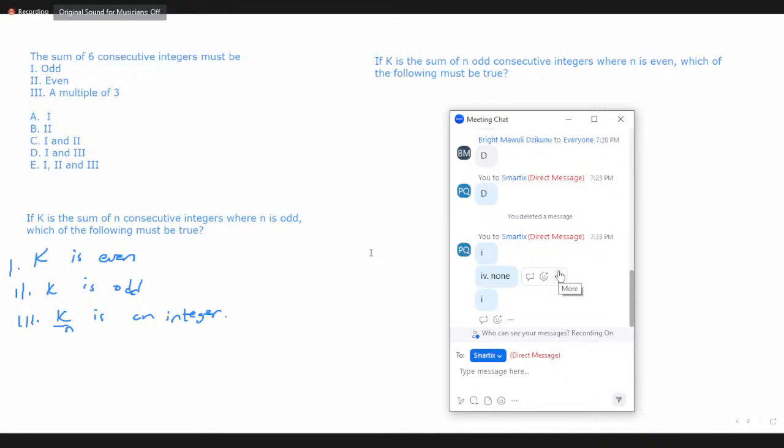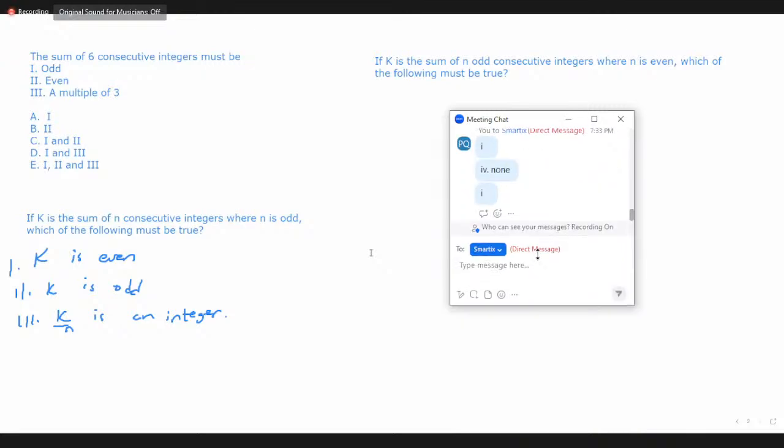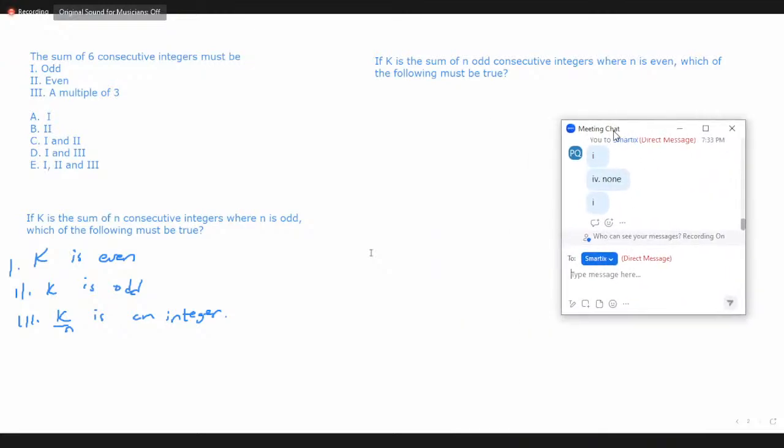And then the sum over the number of numbers is going to be the number between the two middle numbers, and the two middle numbers are odd numbers. So the number between them is going to be an even number, which is an integer. So K over N is an integer.